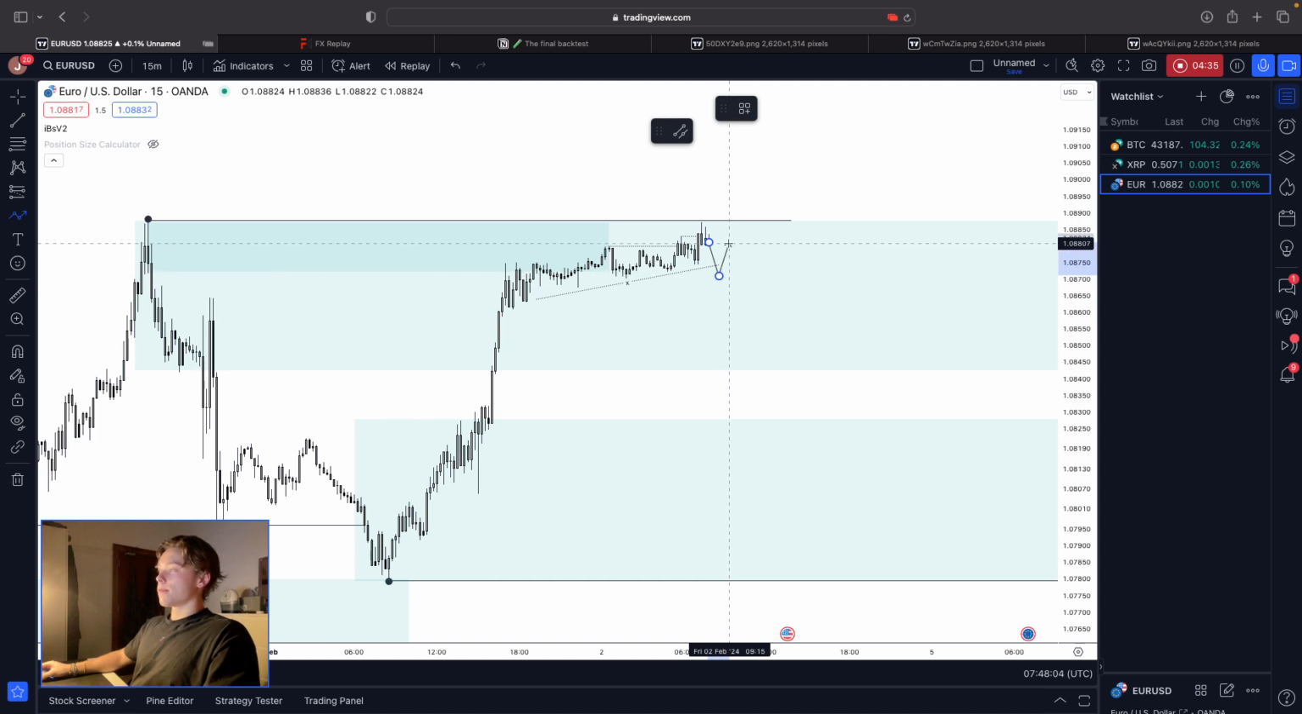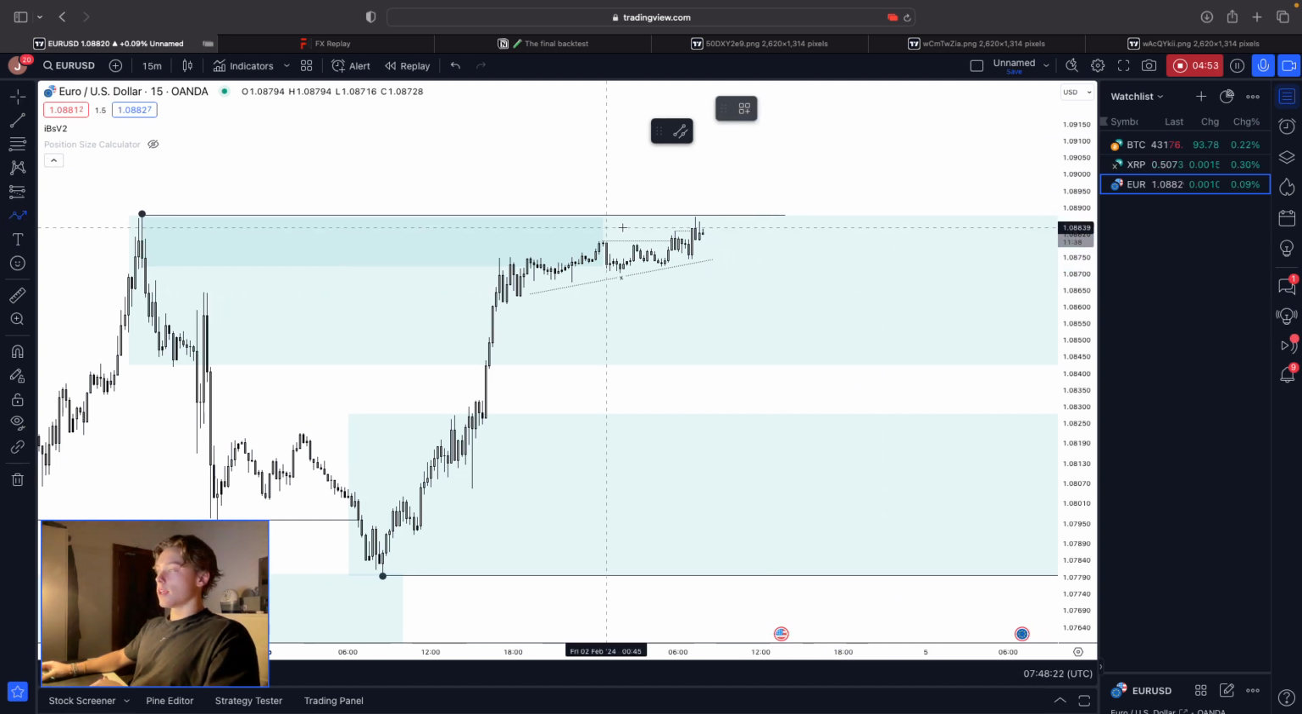However, that again is not the nicest because we have this sort of double high here. So this could just be a sort of fake out to then take the liquidity, to then come down, to then take some shorts, which would actually be quite a nice trade.